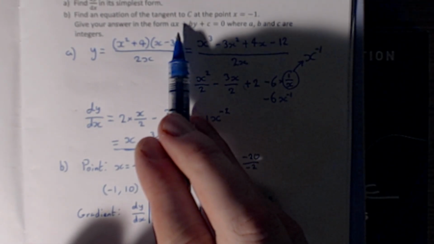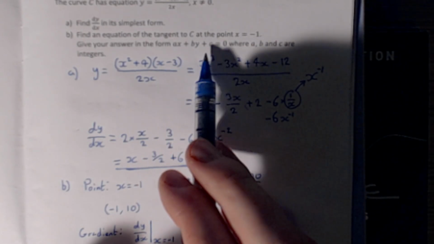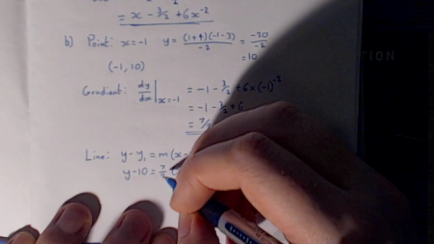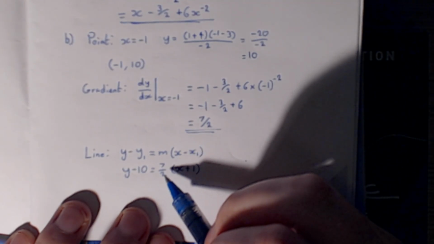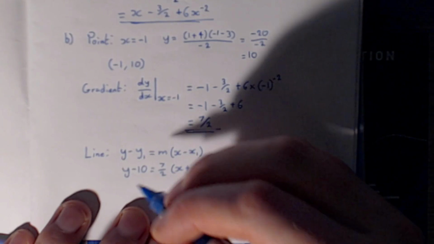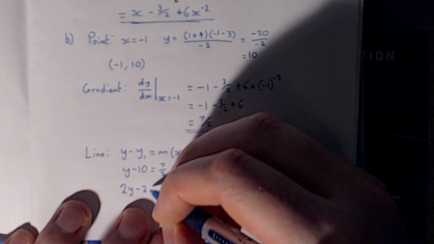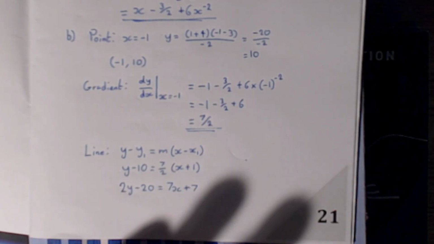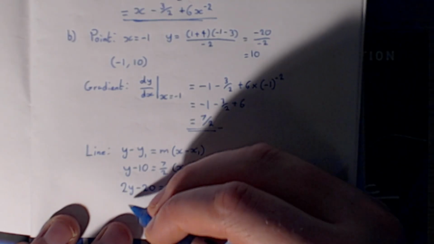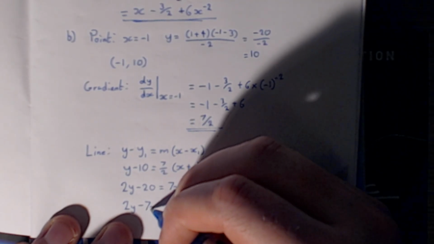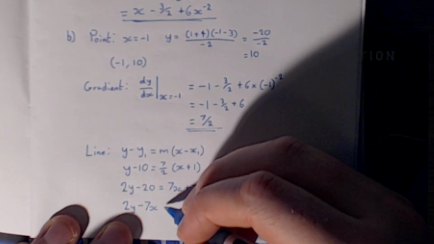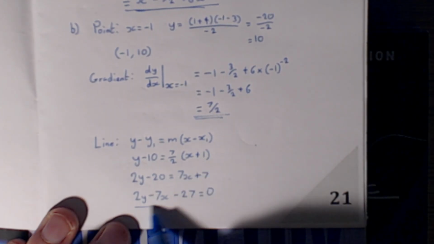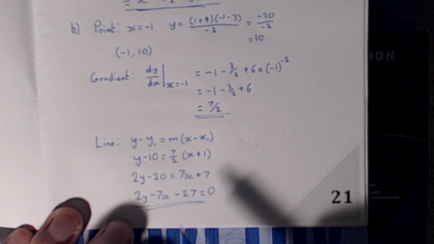We're asked in the question, you see here, to give it in the form of ax plus by plus c. Well, we just want to rearrange this to get those integers that we wanted. So, first easy step, probably get rid of this divided by 2 that's causing problems. So we get 2y take 20 equals 7x plus 7. And we want to shift it all over to one side. So we get 2y take 7x, take 20, take 7. That's going to be minus 27 is equal to 0. And there you go. Just before we run out of space, there is your answer.